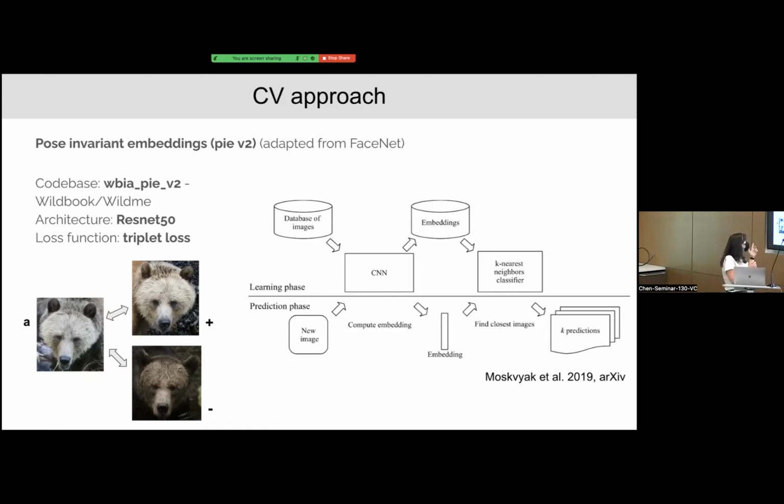So it learns to recognize and tries to push together, in this embedding space, images that are from the same individual closer together, and images from different individuals further apart. And that's how it does the clustering, which it uses eventually for classification.